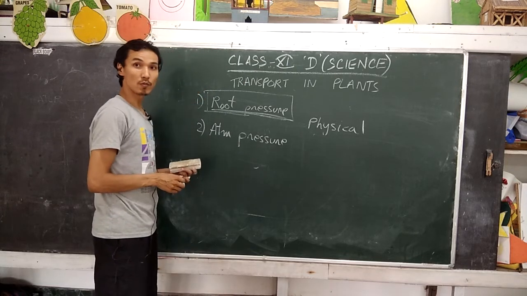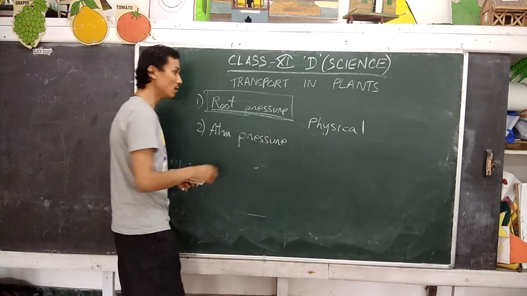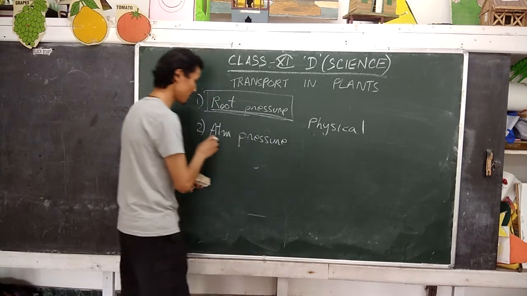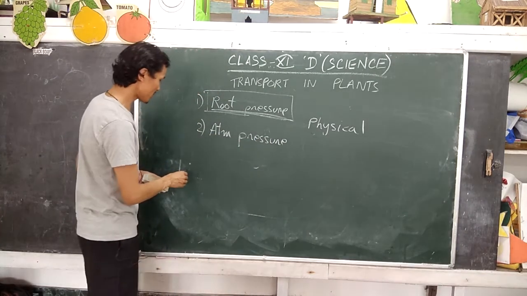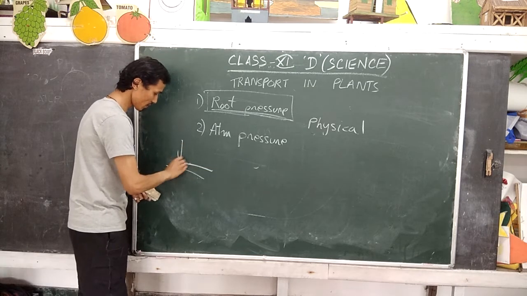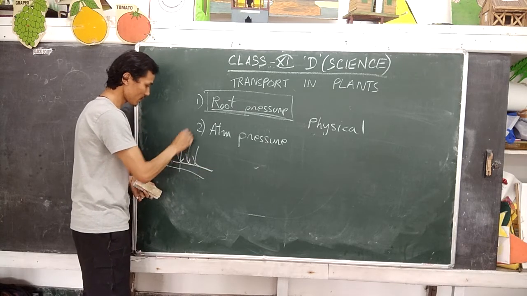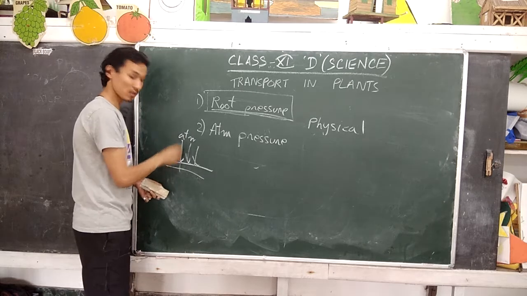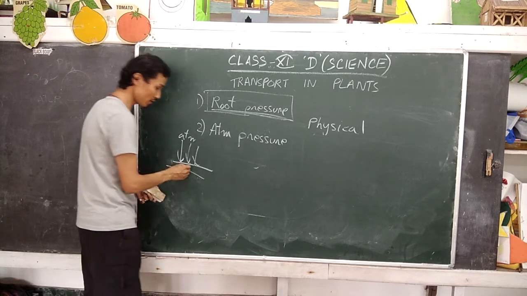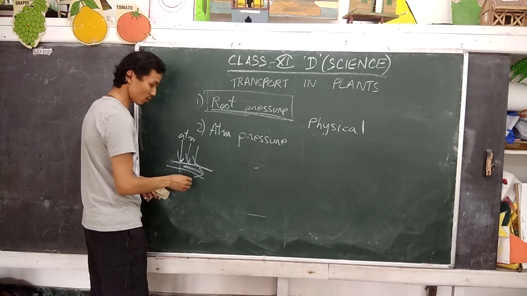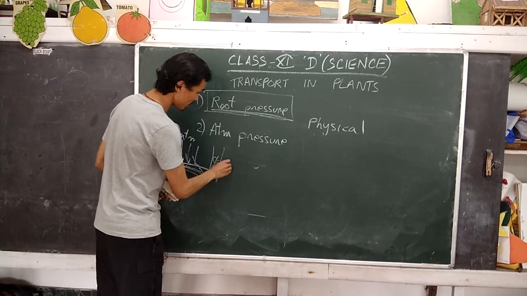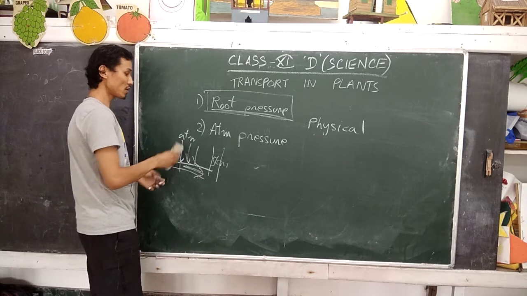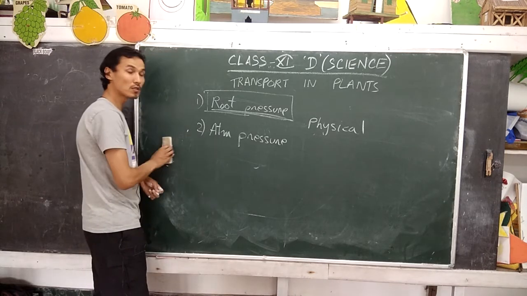Another theory which supports physical theories is atmospheric pressure. The atmosphere exerts pressure on the root cells, and the root cells enable the water molecules to move through them and finally to the stem. But atmospheric pressure is not applicable in tall trees.